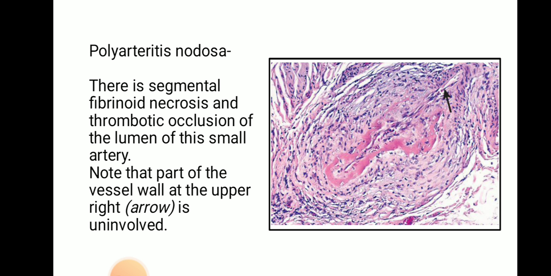This is the image showing polyarteritis nodosa. We can see here a small sized artery surrounding which we can see inflammatory infiltrate and fibrinoid necrosis and thrombotic occlusion of the lumen.